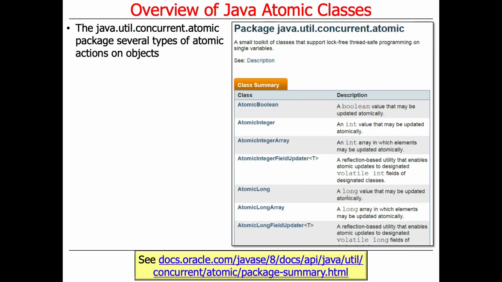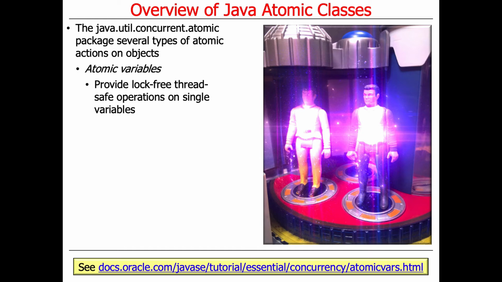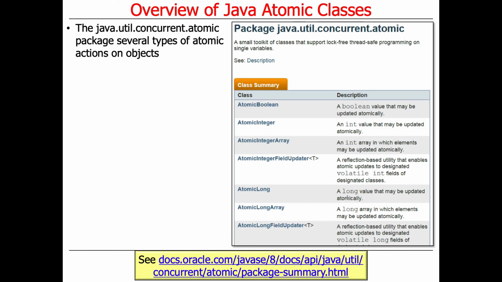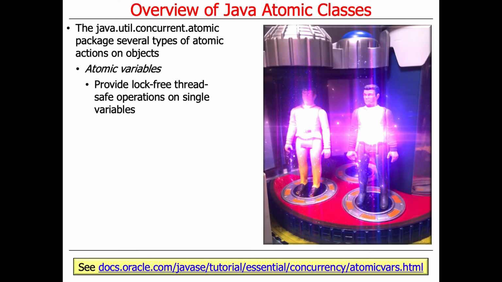So, having said that, there are a whole pile of Java atomic classes, and they're in the java.util.concurrent.atomic package. If you take a look at that package, you'll see a bunch of atomic classes like AtomicLong, AtomicBoolean, AtomicInteger, and so on and so forth. Instances of those classes are the atomic variables. And they provide so-called lock-free, thread-safe operations on single variables. And we'll see what lock-free means.